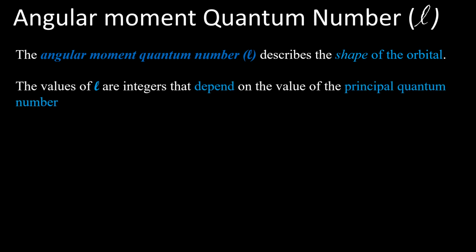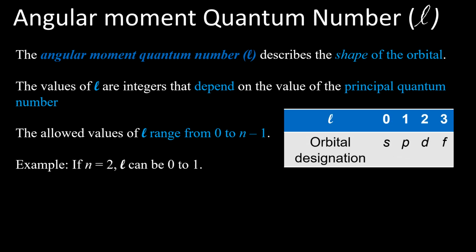The values of l are integers that depend on the value of the principal quantum number. How is it related? The allowed values for l range from 0 to n minus 1. That means these have different shapes, children. l equals 0, l equals 1. Our principal quantum number starts from n equals 1 onwards, and the l value starts from 0 onwards.